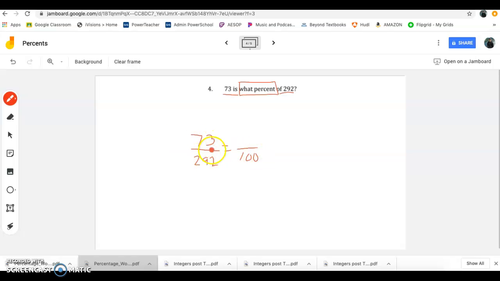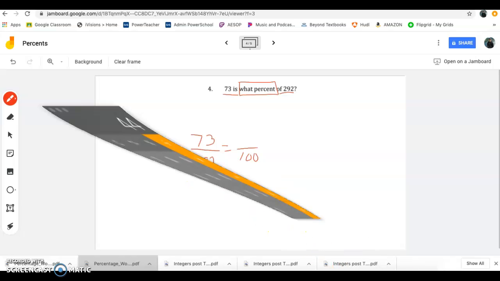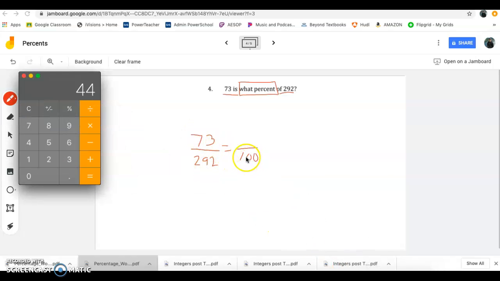So you need to look at this ratio as like a really big test, right? You took the really big test, and it was worth 292 points. You only got 73 answers correct. The number one question you guys asked me is, well, what's my percent? Is it an A? Is it a B? Well, let's find out. So remember, we're going to cross multiply from my 100 to my 73.